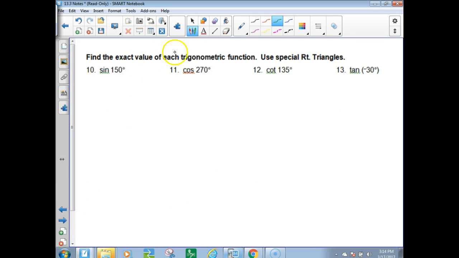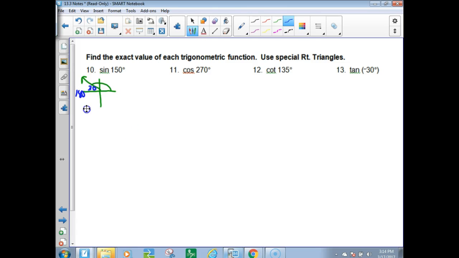So we're going to try to find the exact value of each trigonometric function, and we're going to use special right triangles. The sine of 150. Okay, first of all, let's think about where that is, and let's figure out its reference angle. 150 would be in quadrant 2. Its reference angle would be, how many more degrees to get to 180? The easy way to think of it, 30.